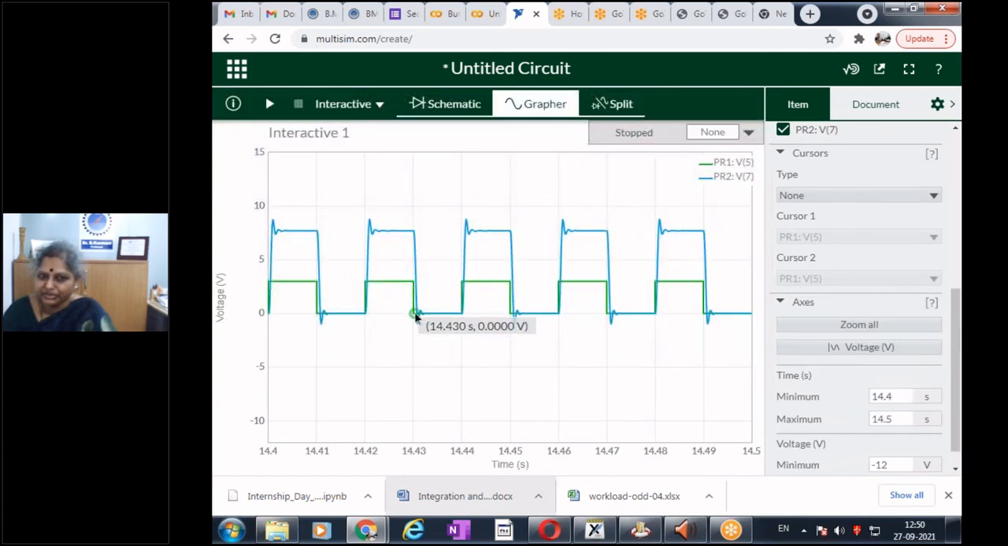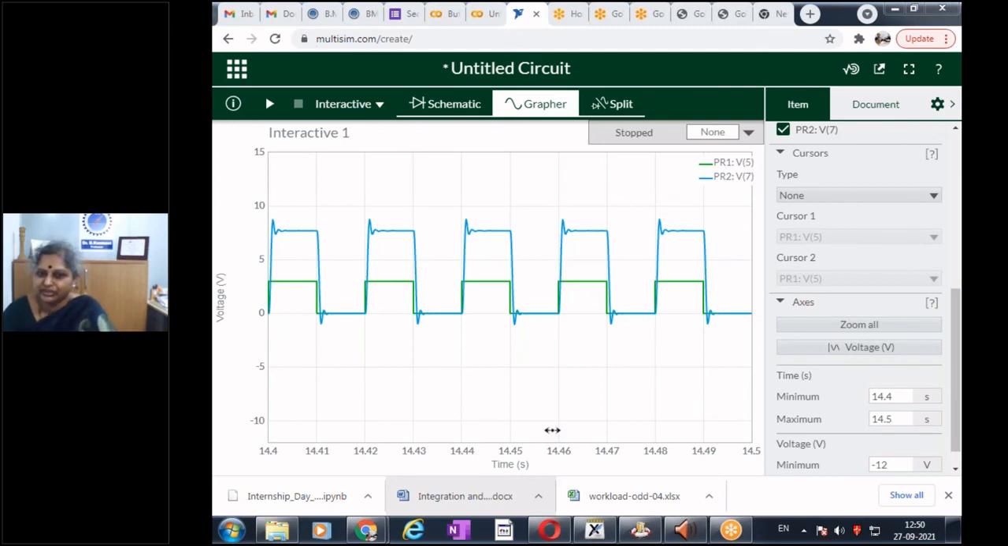So I have my input square wave. How is the output now? It is something like a square wave, but there is some overshoot and undershoot. I'm giving a square wave and I'm getting a square wave. Now I have changed my frequency to 50 hertz.